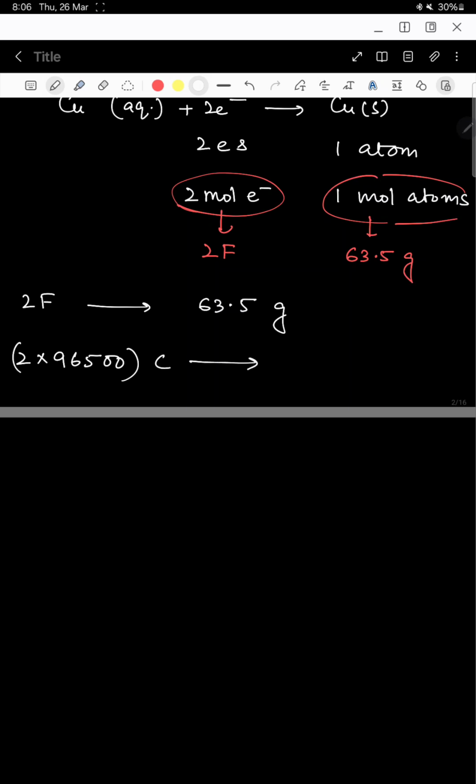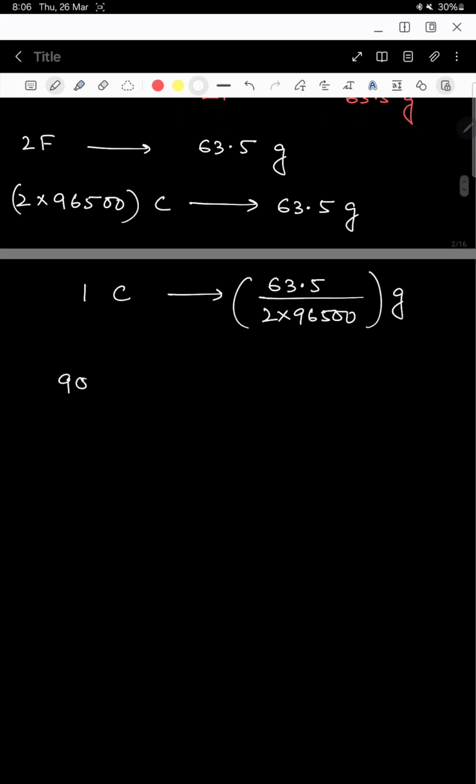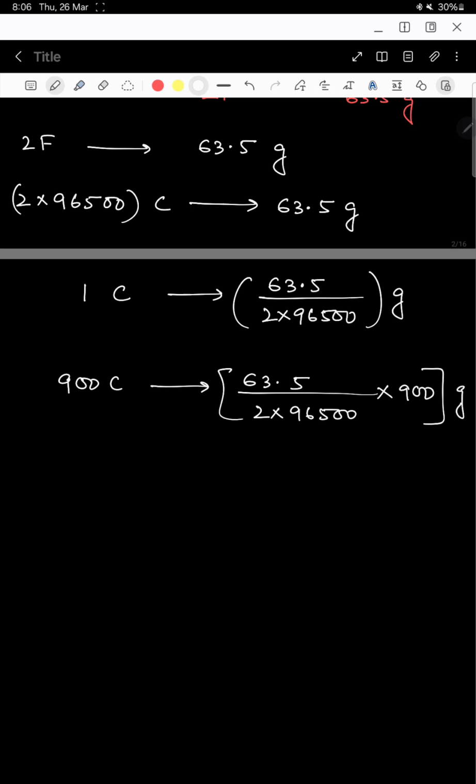So 2 into 96500 coulombs of electricity produces 63.5 gram of copper. So 1 coulomb of electricity will produce 63.5 upon 2 into 96500 gram of copper. Now in the question it is given that we have 900 coulombs of electricity, so that will form 63.5 upon 2 into 96500 multiplied by 900. So these many grams of copper will be formed.